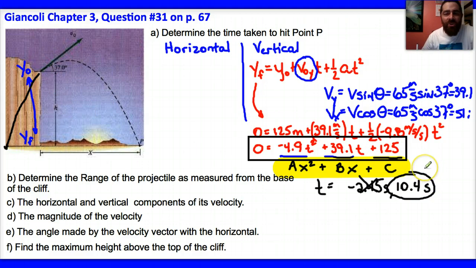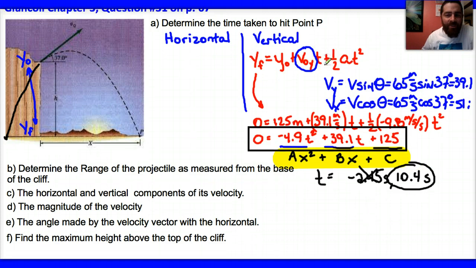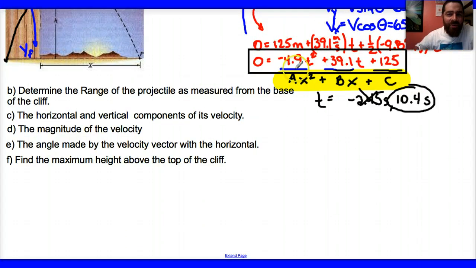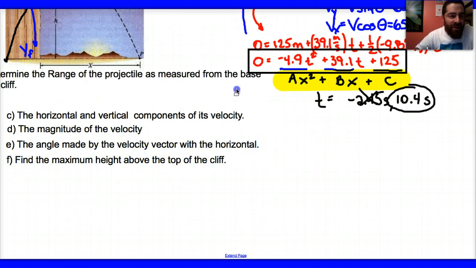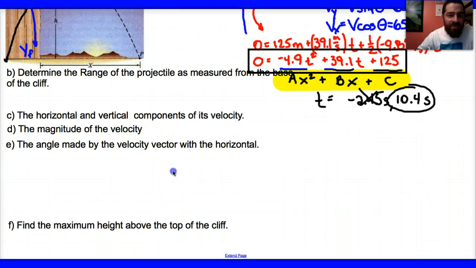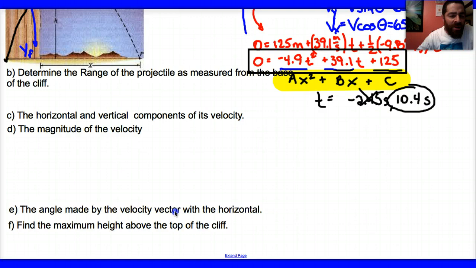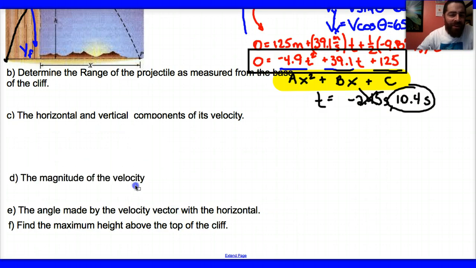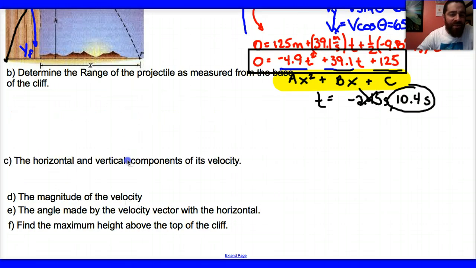So the answer to part A, determine the time taken to hit point P, is found in this way, 10.4 seconds. Okay, now moving on a little bit. The next question is determine the range of the projectile. The range of the projectile can be found using the horizontal equations that we haven't written yet, but we had kind of made room for up at the top.